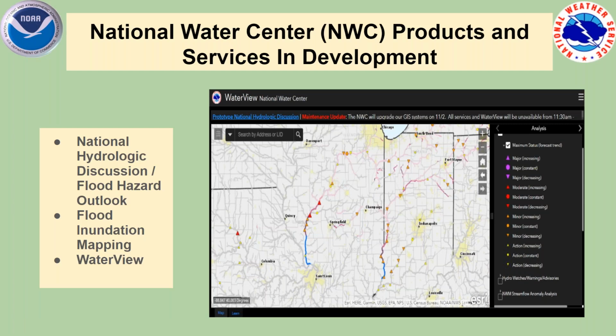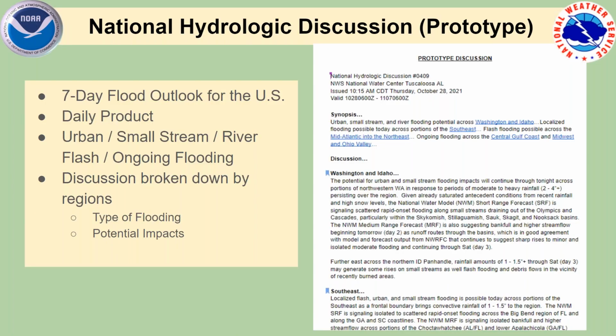National Water Center products and services in development. The first one I want to hit on is the National Hydrologic Discussion. This is going to be a daily text product, but it incorporates the whole US. I think a lot of the issues that some of our higher level national customers have had is there's not just one place to go find this. You've got to pop on to different weather service sites, different river forecast center sites, things like that. So this is more of a one-stop shop for all of your overview of flooding across the US.